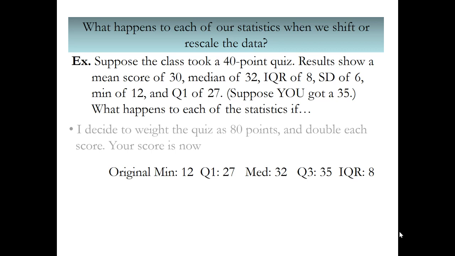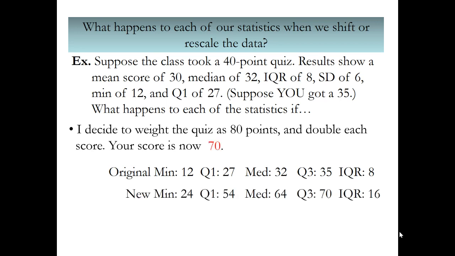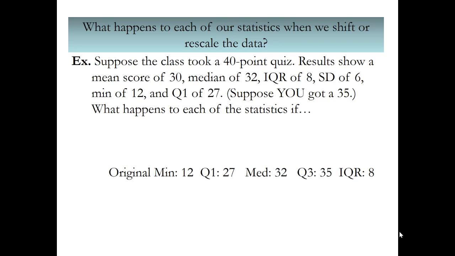But let's say instead, I decide to weight the quiz as worth 80 points. So I'm going to double everyone's score. So your 35 now turns into a 70. I look at all my original data. Well, it's going to double. But my IQR also doubles. I can look at that. 70 minus 54 is 16. Because not only did our scores double, those differences doubled also. So if we multiply, it looks like my measures of spread are also going to change.